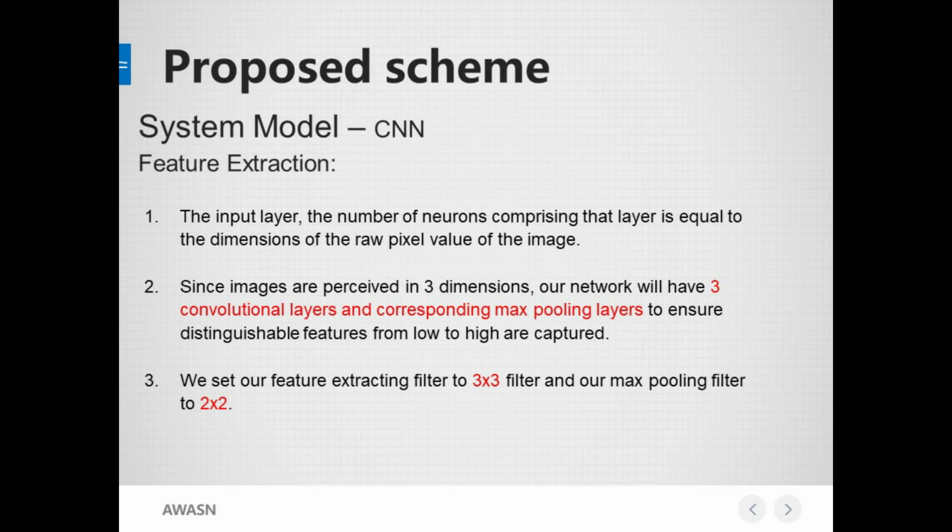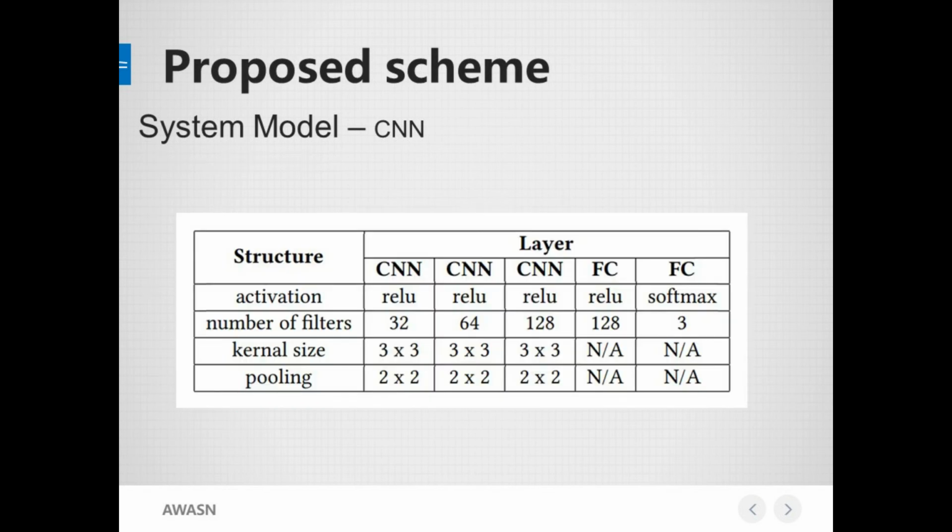In the CNN feature extraction part, we use an input layer in which the number of neurons equals the dimensions of the raw pixel values of the image. Since images are perceived in 3 dimensions, our network will have 3 convolutional layers and corresponding max pooling layers to ensure distinguishable features from low to high are captured. Here, we set our feature extracting filter to 3x3 and our max pooling filter to 2x2. In total, we have extracted 32 low-dimensional features, 60 mid-level features, and 128 high-dimensional features.